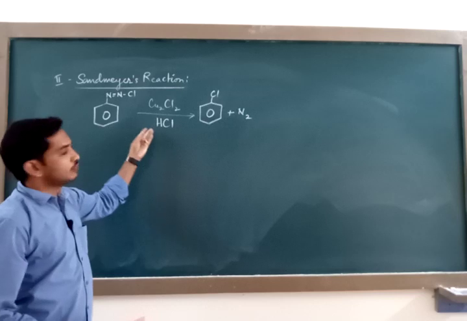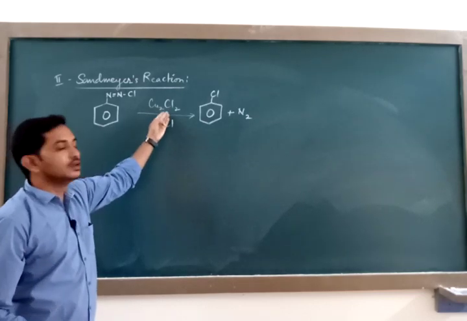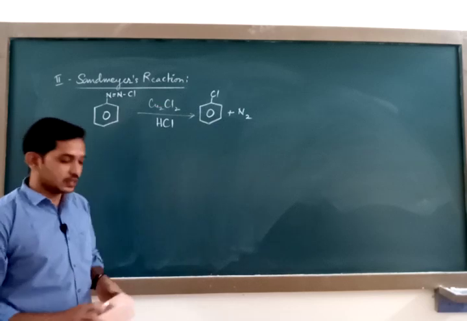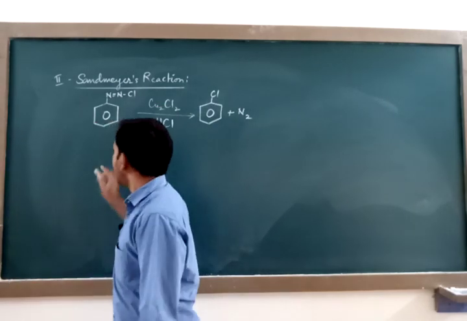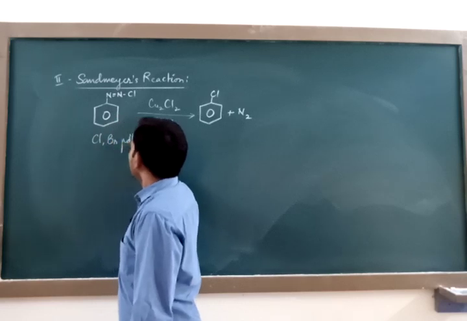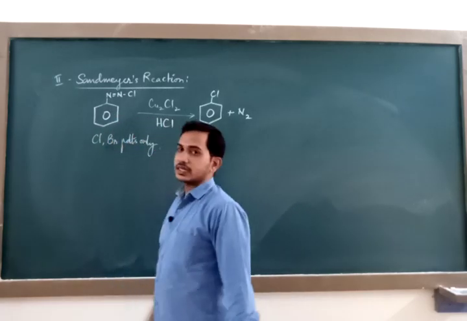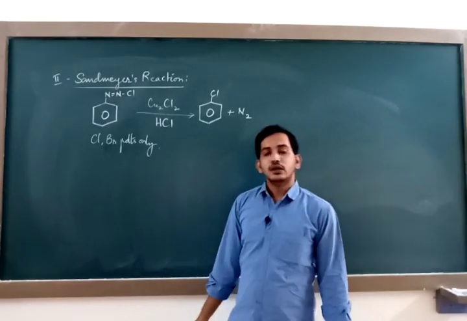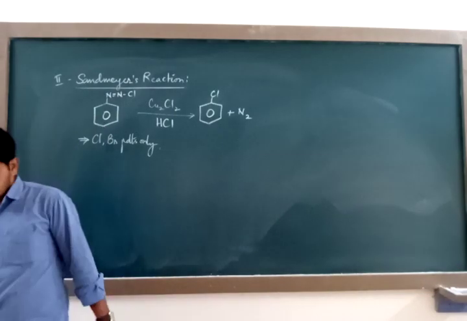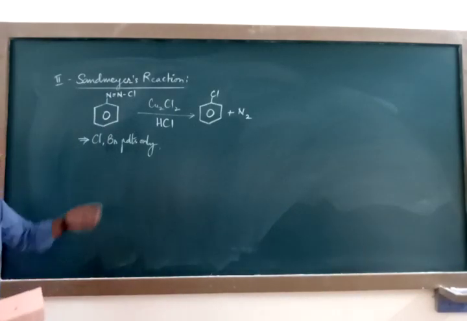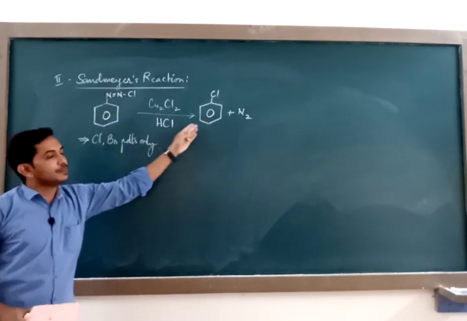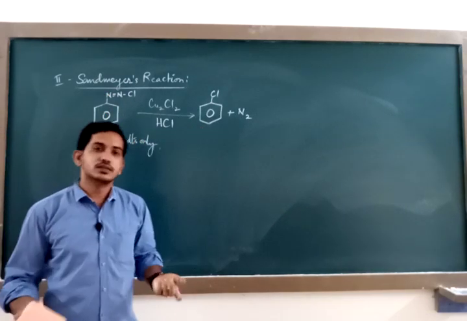The same can be done for bromination. Instead of cuprous chloride, you are supposed to use cuprous bromide. Easy reaction. So Sandmeyer's reaction is valid only for preparing chloro and bromo products. This is the first thing that you have to remember. What is Sandmeyer's reaction? Whenever benzene diazonium chloride is reacted with cuprous chloride in HCl, chlorobenzene is formed. This reaction is called Sandmeyer's reaction.